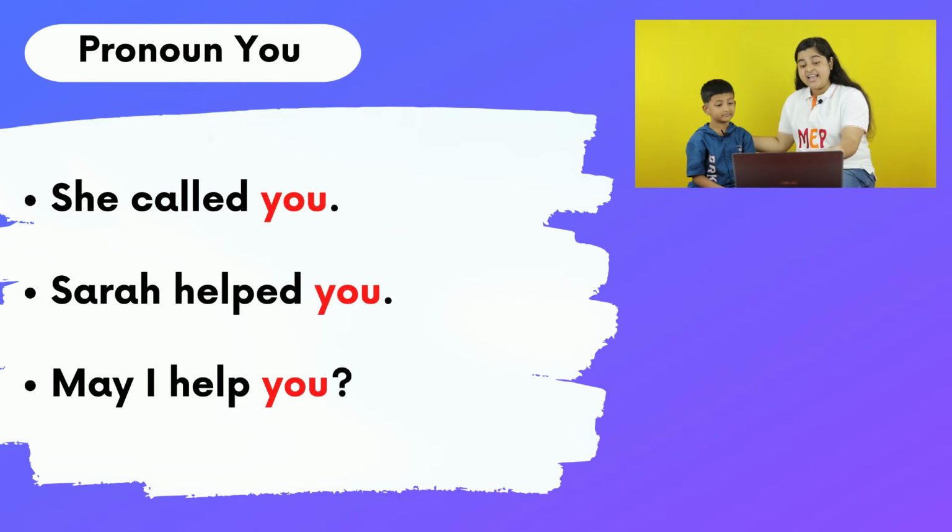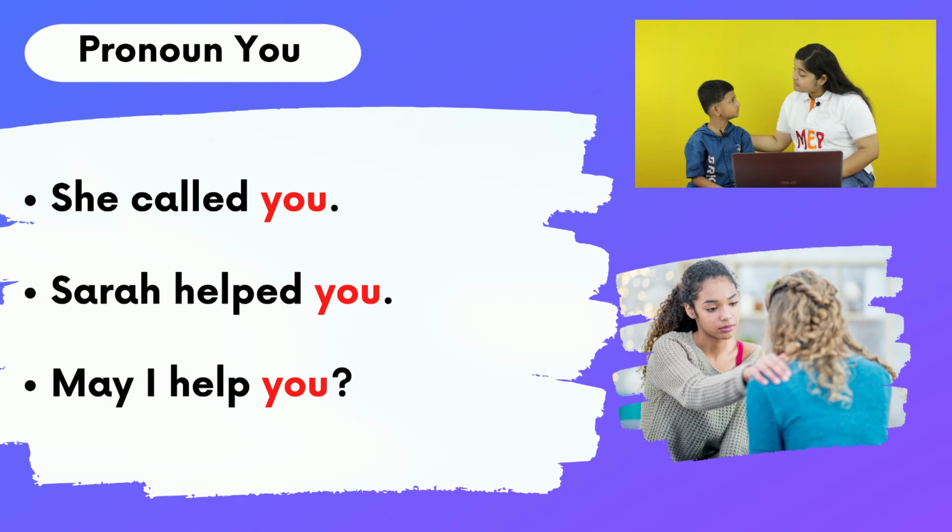So Rudy, our last example is, may I help you? So can you identify an object pronoun in this sentence? I think it must be I and you. No baby, it's only you because an object pronoun always receives the action in the sentence. Oh, now I understood. Very good.